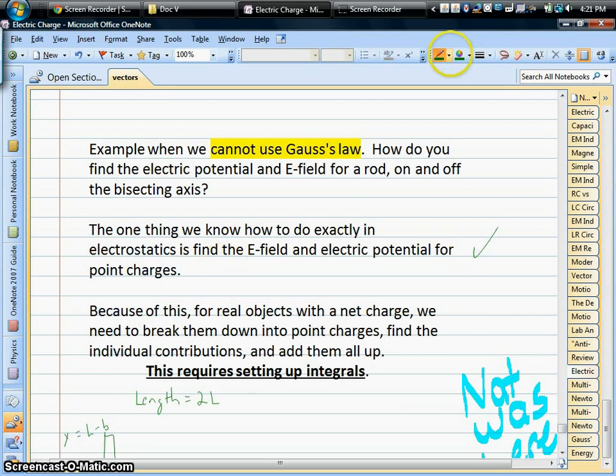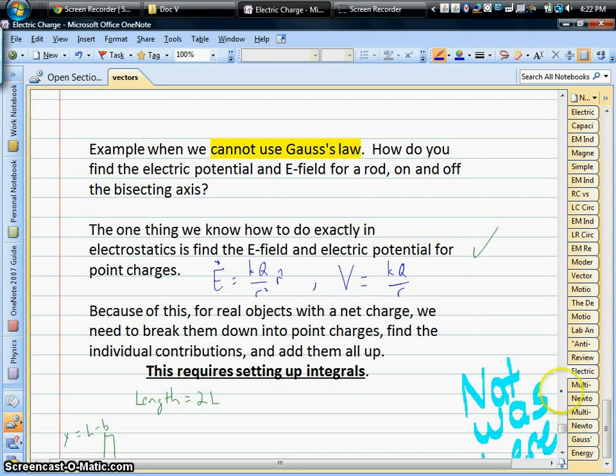And what that would look like, let me change colors here. We know for fields, it's kq over r squared, and that's a vector quantity. And for potential or voltage, it's just kq over r, which is just a scalar. So voltage is a little bit easier to work with.